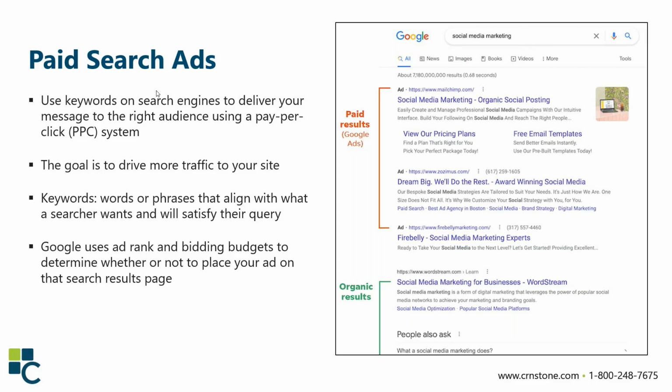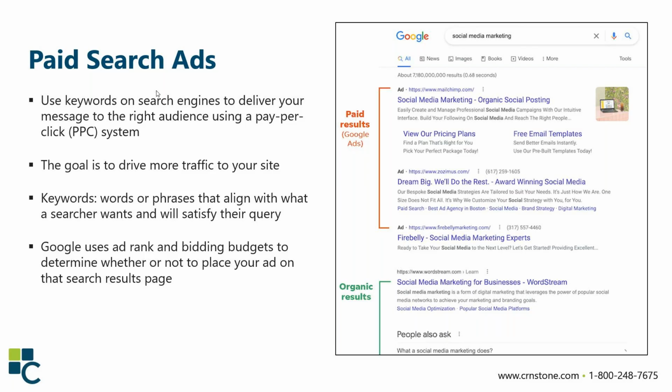There are other types of paid advertising options on Google, like video ads and display ads, but I'm just going to focus on paid search today because one, I think that's the most valuable for you. And two, we simply don't have the time to go through everything. Keywords are phrases or words that align with what a searcher wants, and it will satisfy their query. So, for example, if you need help with your health insurance, you might type into Google health insurance agents near me. On the screen is what you've probably seen plenty of times before when Googling something.